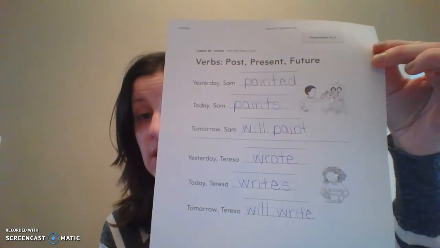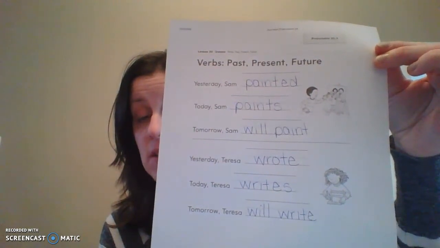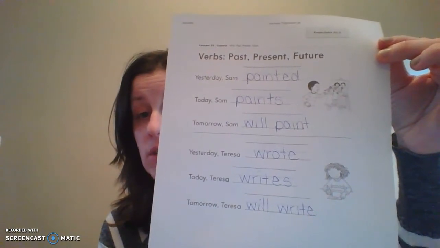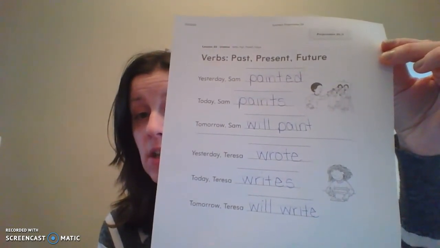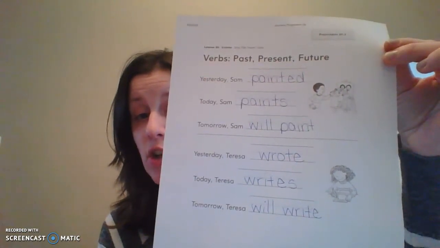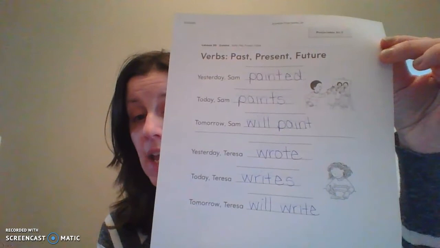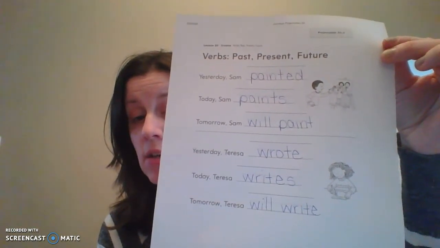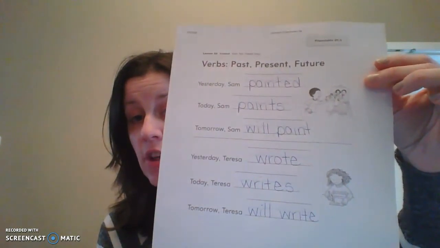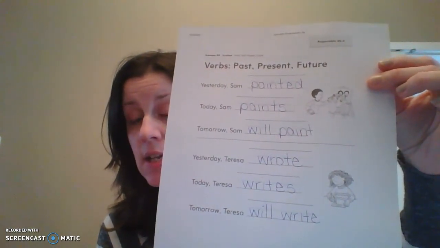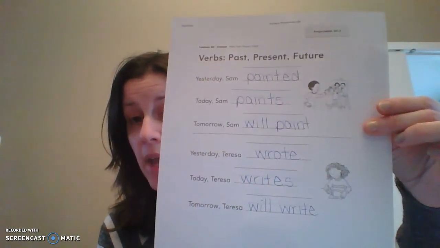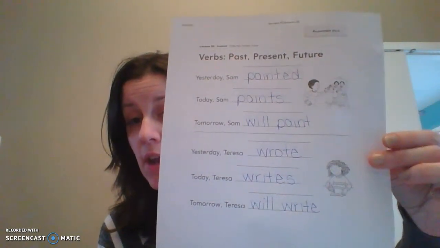So our first sentence is, yesterday Sam painted. Today Sam paints. Tomorrow Sam will paint. So that's our top. On the bottom it says, yesterday Teresa wrote. Today Teresa writes. Tomorrow, Teresa will write. So our first one, where it says, yesterday Sam painted, past tense. Today Sam paints, present tense. Tomorrow Sam will paint, future. Same thing on the bottom.